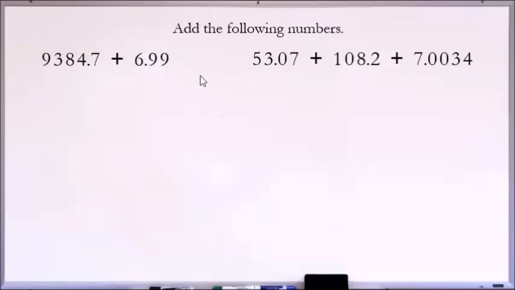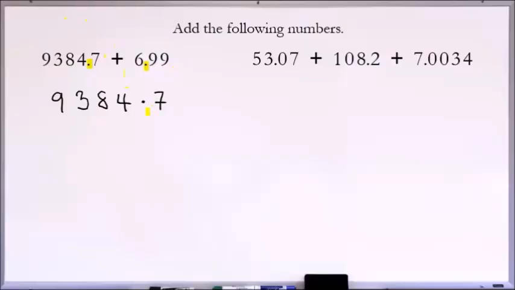In this question, we'll be adding decimal numbers, so we need to be very careful the way we arrange our numbers. Let's start from this here. That is 9,384.7. We will be adding 6.99. So let's go. We have 9, 3, 8, 4.7. Now it's important that we align our decimal points. The decimal point there and there must always align.